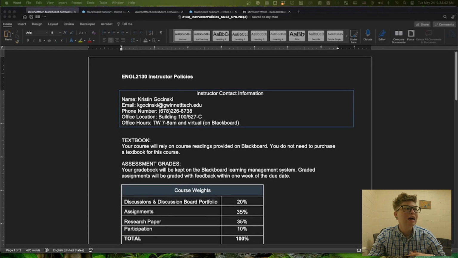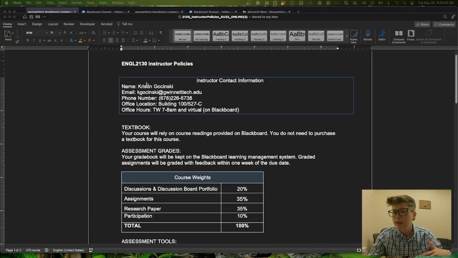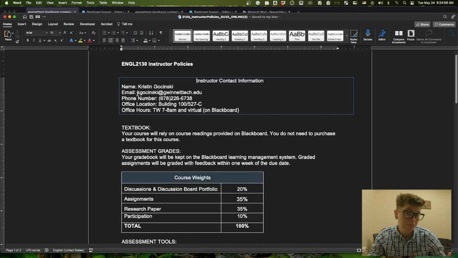So we've got contact information. My name is here in case you forget it. Again, I'll say it out loud, Kristen Gosinski. You can just call me Kristen. I'm not fancy. This is my name, my email address. Email is the best way to get in contact with me. I can see your entire question. I can respond to it and give you maybe different ideas and things like that. So email is a great way.